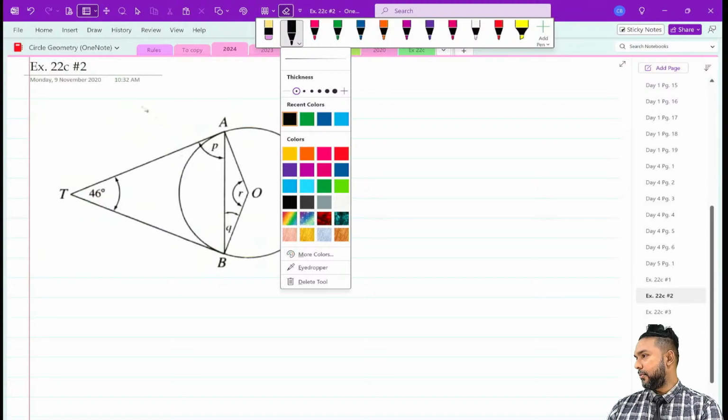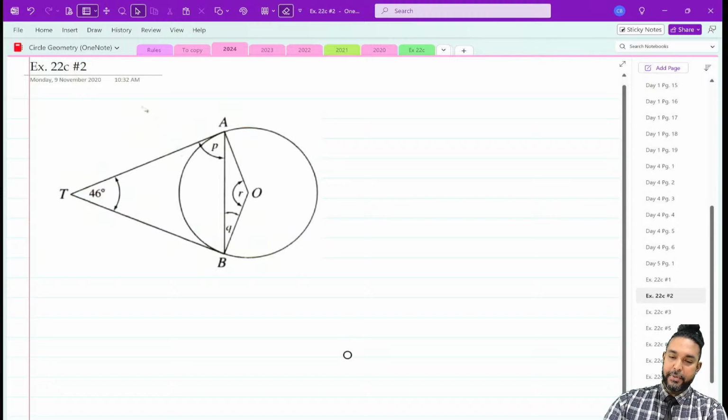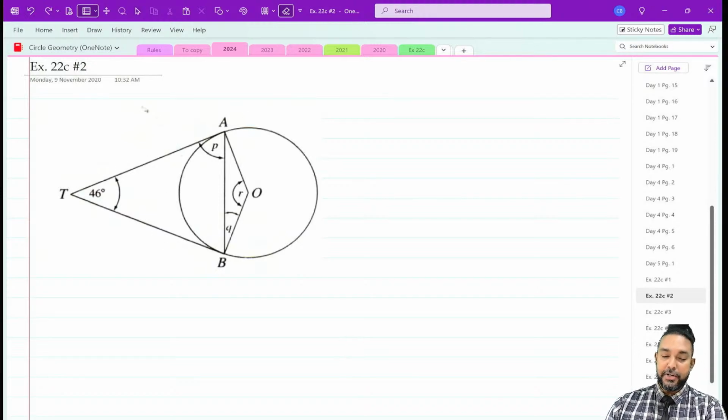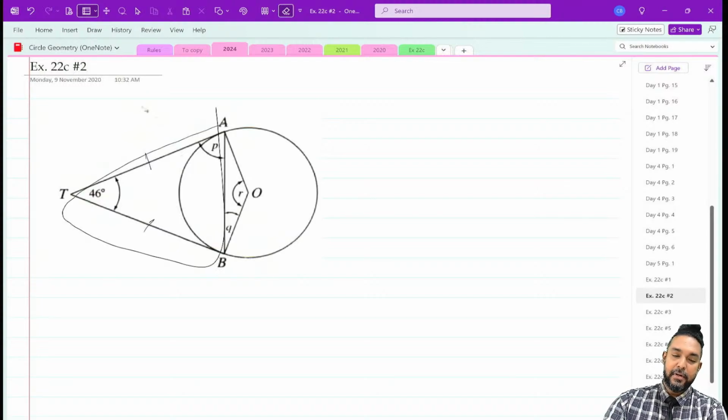Alright, so let's go to angle P. With angle P, we know that TA and TB are two tangents to the same circle starting at the same external point. So we know that TA and TB are equal in length, which means that the triangle TAB is isosceles.